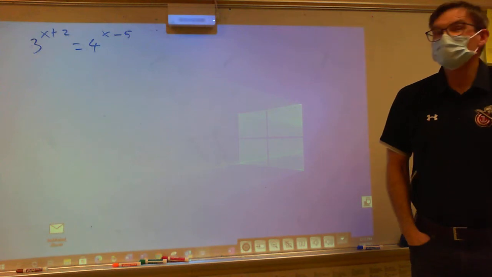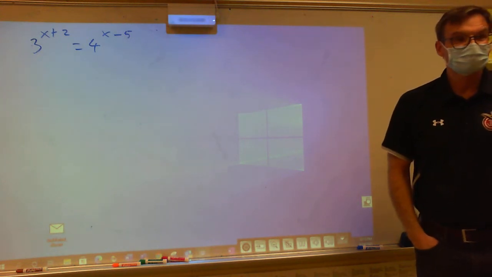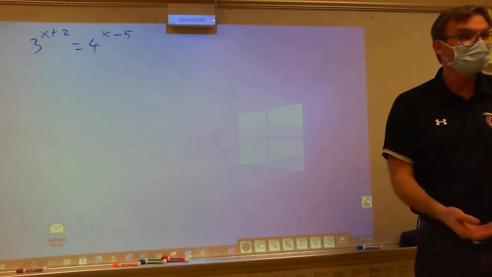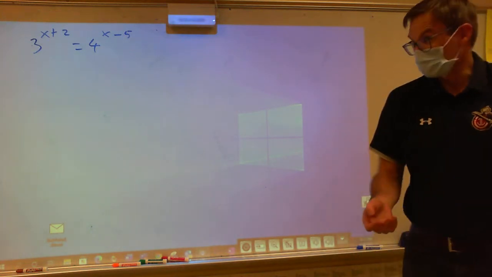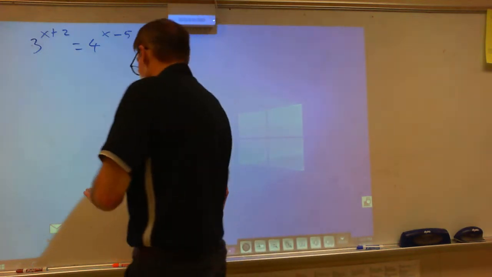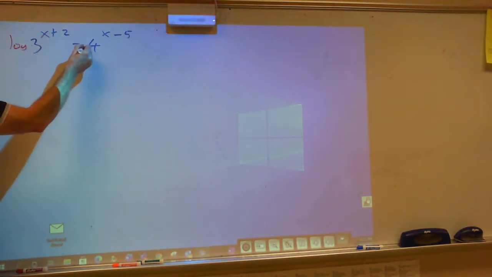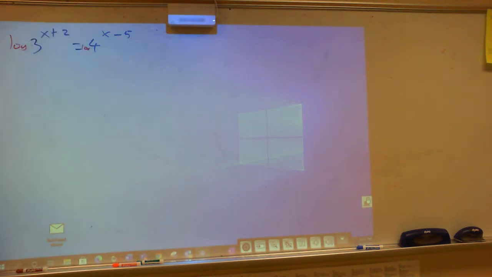But what are you going to do first? Take log of both sides, right? You can't handle a variable in the exponent, right? As long as we know that, we're going to take log of both sides, and so fine, we get log of both sides. Everybody okay with that? And the reason we took log of both sides is what's our next step?